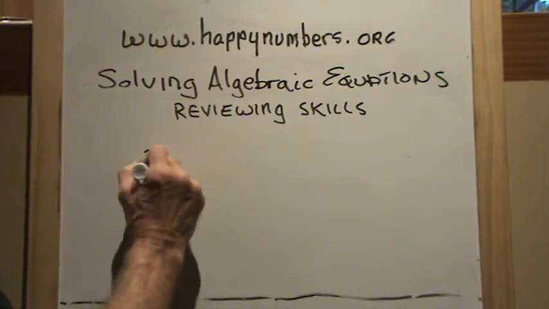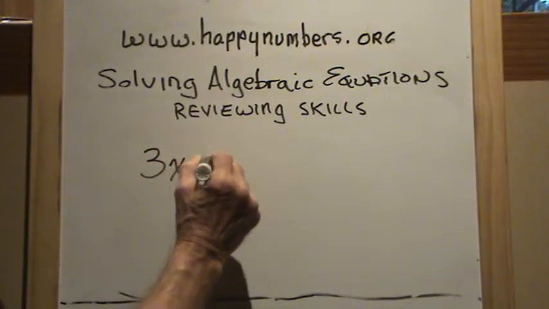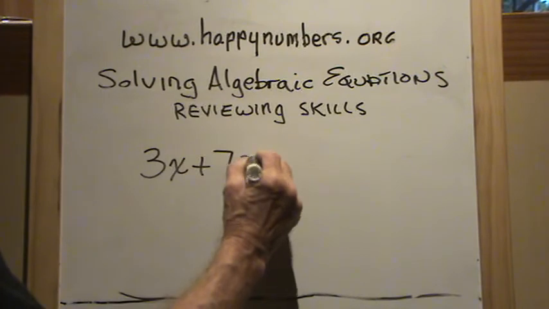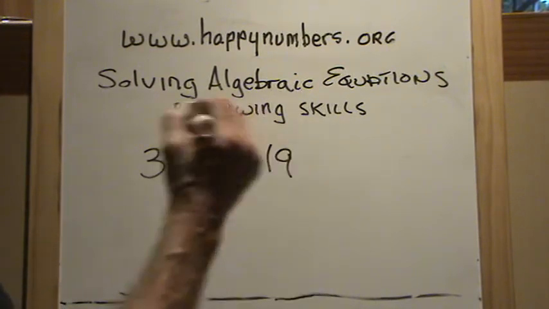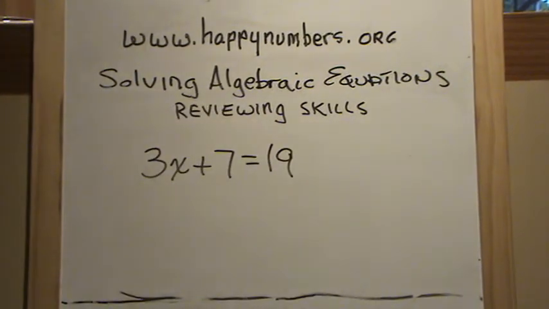Now, here's a two-step equation. 3x plus 7 equals 19. So put your video on pause and work that one, and then we'll see how we do.